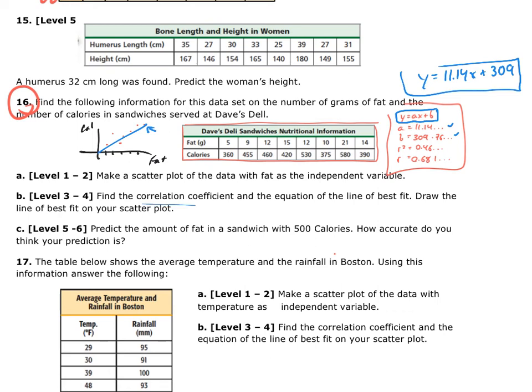So in the second part, it says find the correlation coefficient and the equation of the line of best fit. Here's the equation of the line of best fit. And here's the R value, this correlation coefficient. That's this piece. Correlation coefficient here is 0.68. 0.68 says this is a moderately strong positive correlation. Positive means as you increase the amount of fat, the calories are going to go up. As one thing increases, the other increases as well, right?